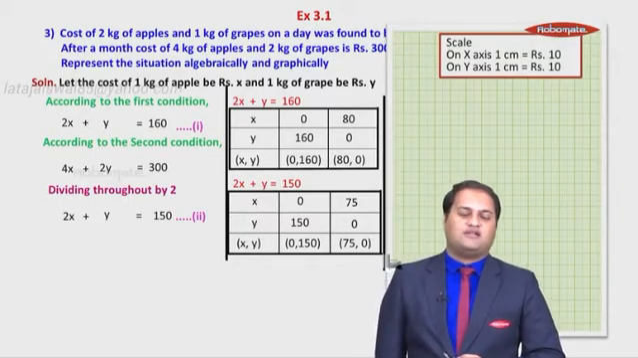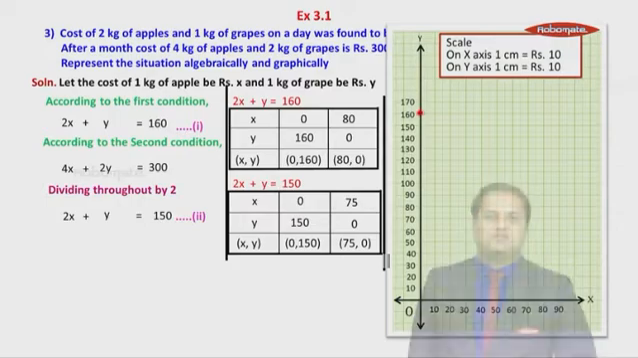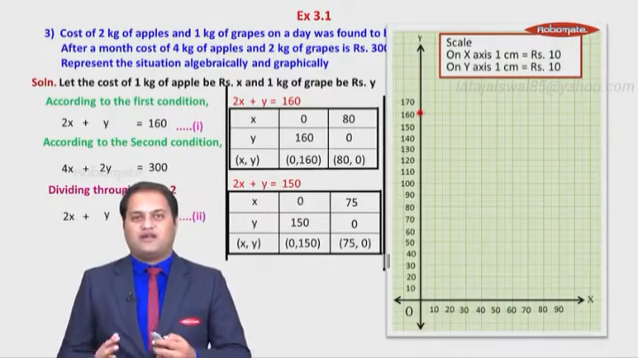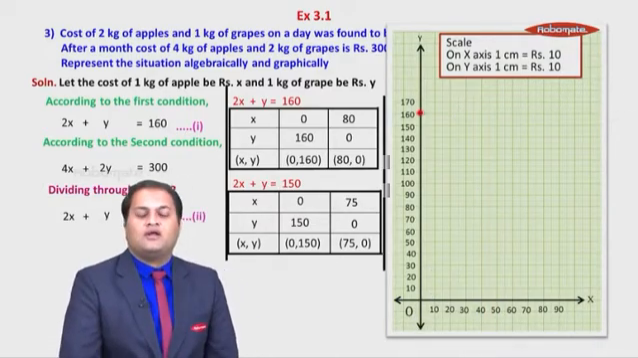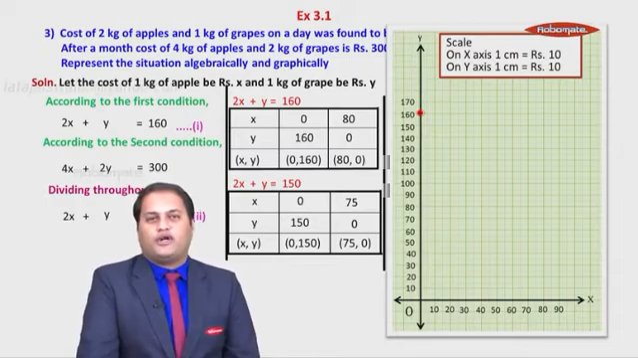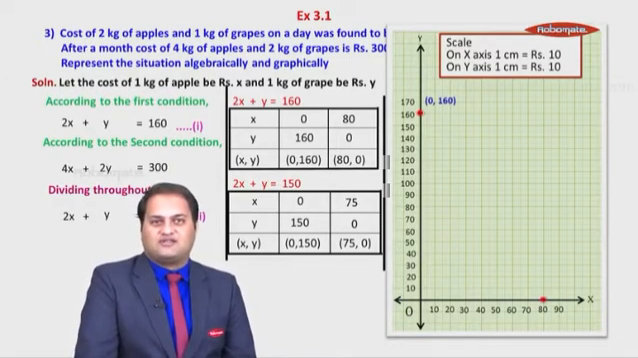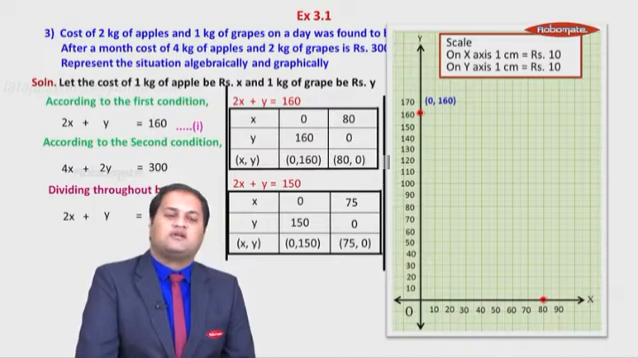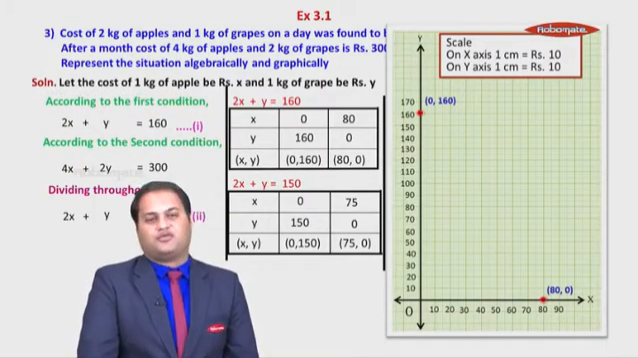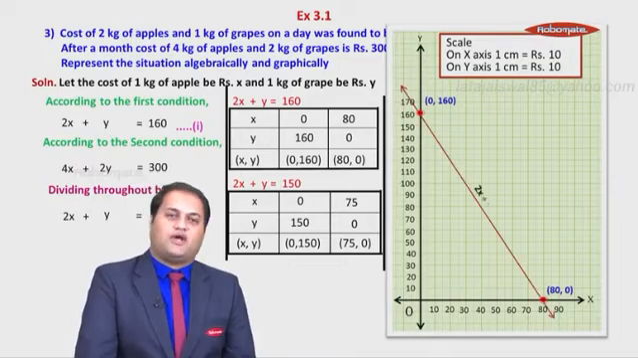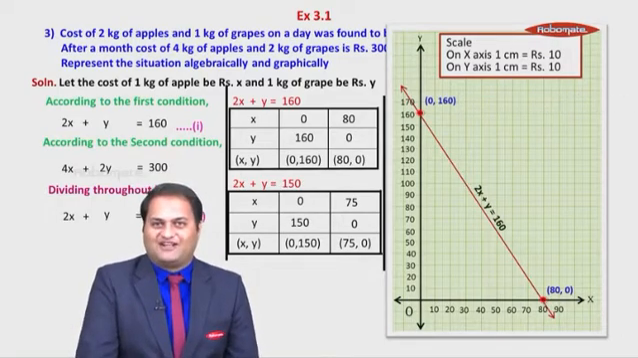You draw the lines, you write the scale, the axis, the coordinates, the origin, write it very, very properly, right? Now let's start plotting the points. The first point 0 comma 160 on the y-axis. Don't forget to write the coordinates. Then 80 comma 0 on the x-axis. Don't forget to write the coordinate. Join them and write the equation on it, right?